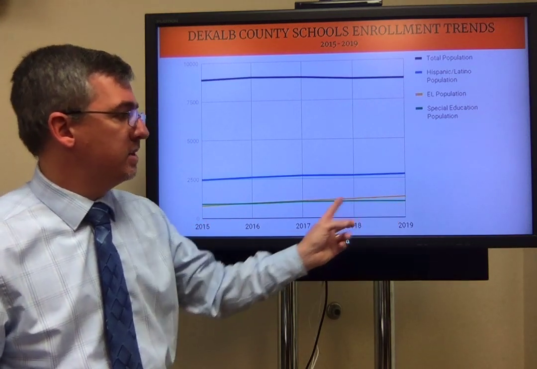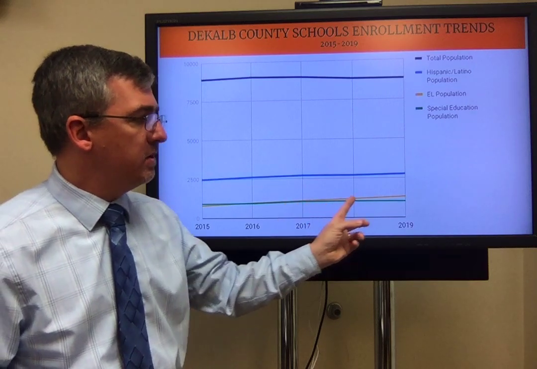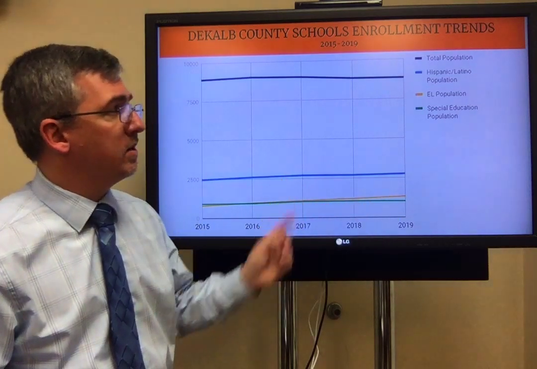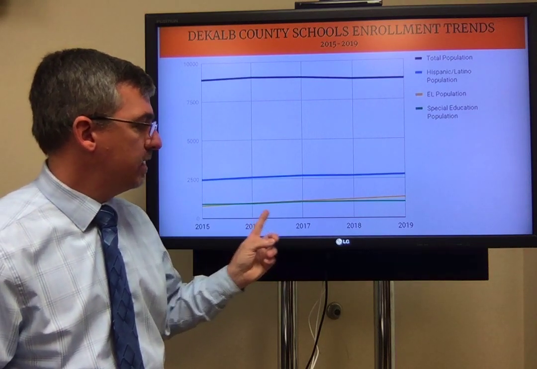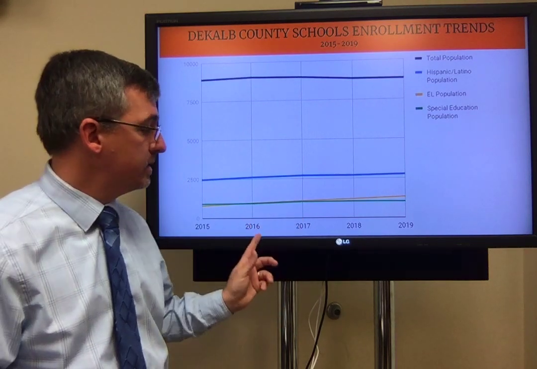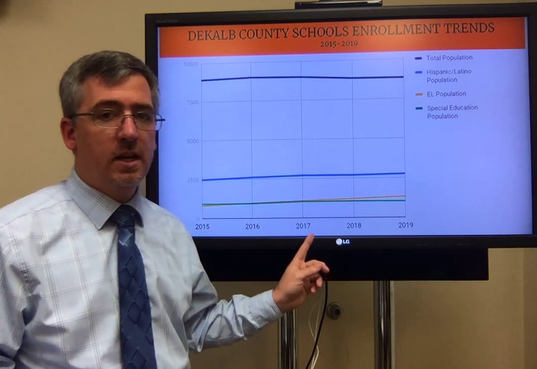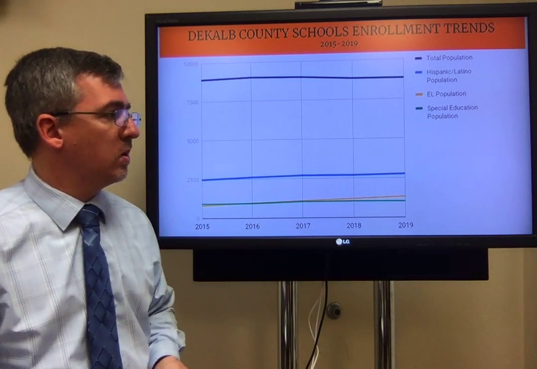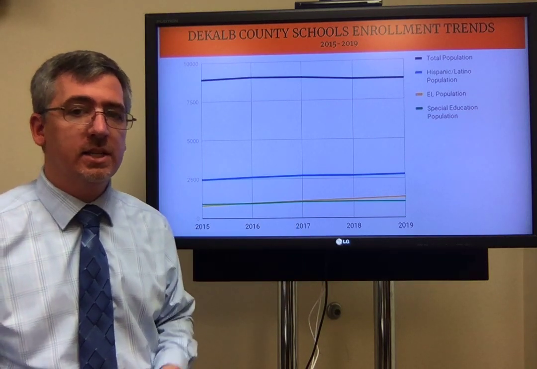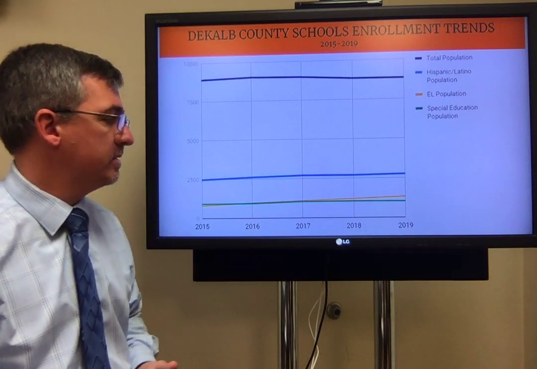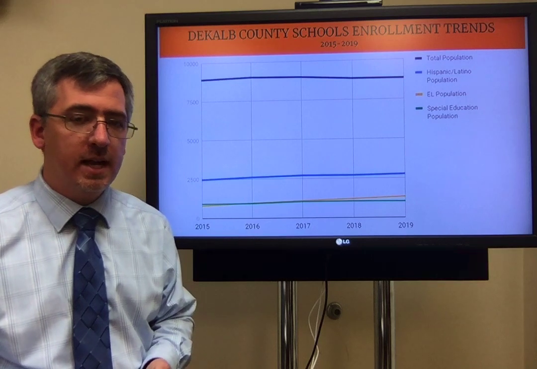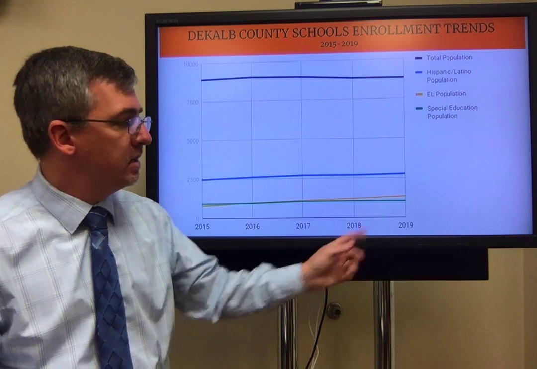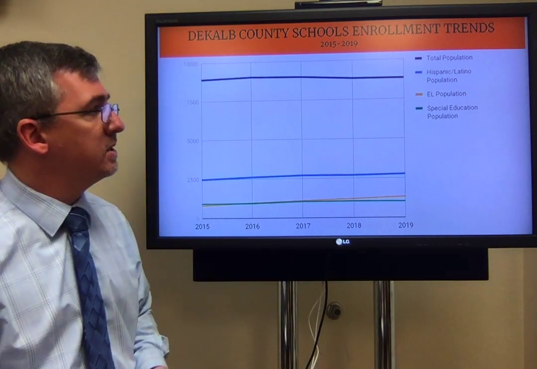But the EL population is actually moving at a little bit of a higher trajectory than our Hispanic Latino population increases. And specifically at 2016 to 2017, we start to see that become more prominent. Access testing changed at the end of 2016, and at that time it made it more difficult for students to exit out of the program, and so we've seen more students staying in.